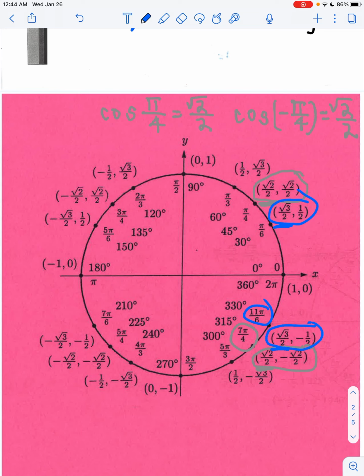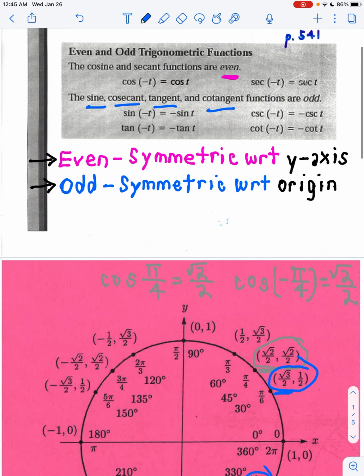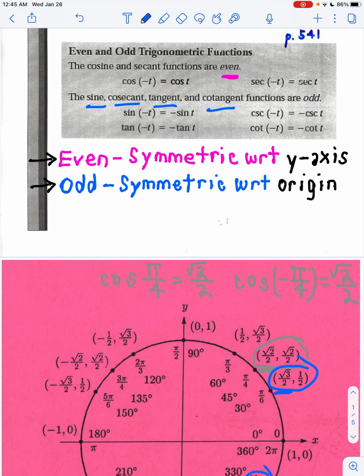The ordered pair before it's rationalized is 1 over the square root of 2, comma 1 over the square root of 2, so the secant value, reciprocal, would be square root of 2. And so would the secant of negative pi over 4. So that's what happens with even functions.